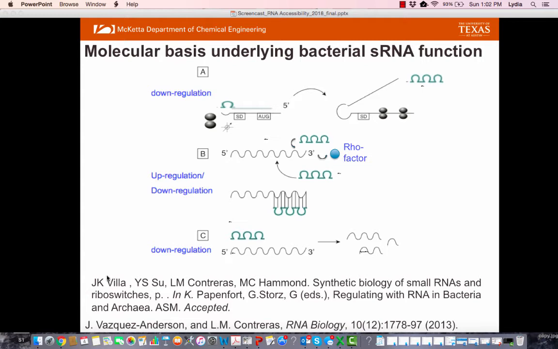As shown in panel B, they can upregulate mRNA expression by increasing the stability of the transcript through direct binding, or by binding to a site where they can compete with factors that can cause early termination, like the Rho factor. As shown in panel C, they can also downregulate expression by directly destabilizing the mRNA upon binding or by causing mRNA degradation.